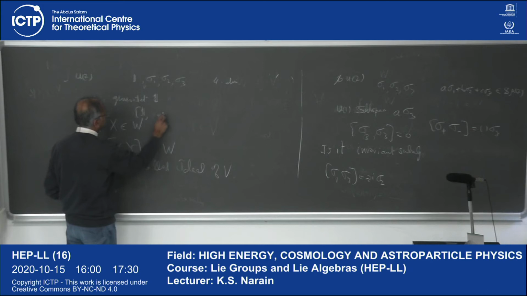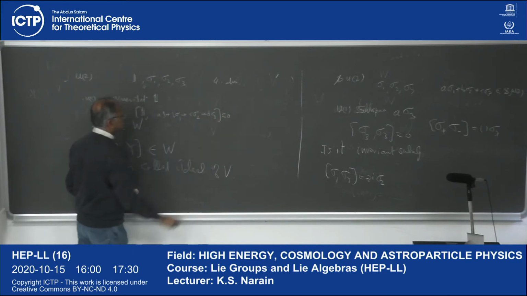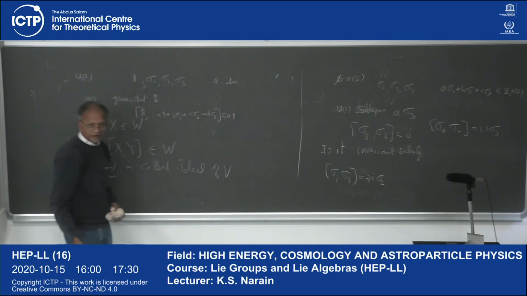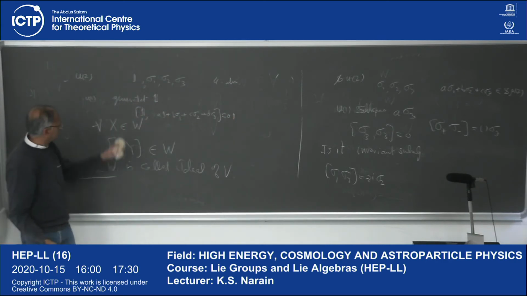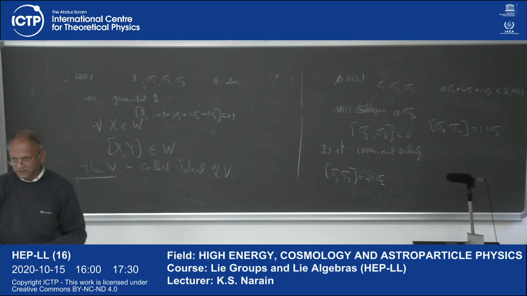Any combination, whatever A times 1 plus B times sigma 1 plus C times sigma 2 plus D times sigma 3, the commutator is 0. So in particular, I can write 0 times 1. That's an element of this U1. So here we have an invariant subalgebra. For U2, there is an invariant subalgebra U1.